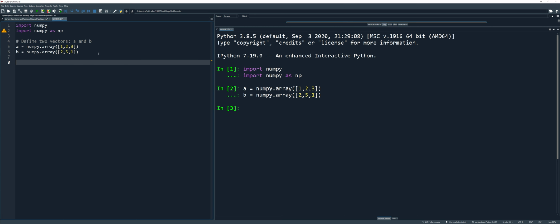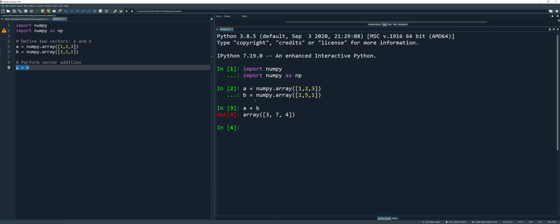Now, let's try to perform vector addition. To perform vector addition, it's simple actually. We have to simply type this argument, that is a plus b. And with that, we can now get the sum of the two vectors, that is 3, 7, and 4. So that's 1 plus 2 is 3, 2 plus 5 is 7, 3 plus 1 is 4.